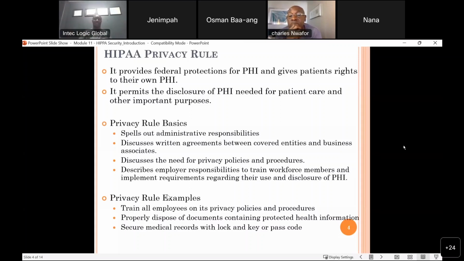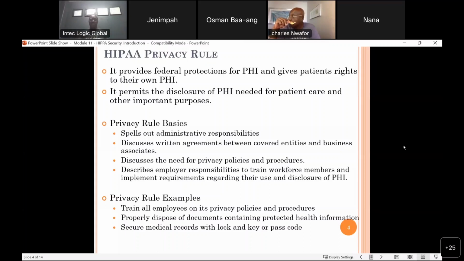An example is to train employees on privacy policies and procedures, and to properly dispose of documents containing PHI, right? If a document contains PHI, you cannot just throw it into a bin, right? We will learn about physical security. We do walkthroughs of clinics to see whether people are just tossing PHI paper with a patient's name and medical information into a bin, right? It is a big issue.